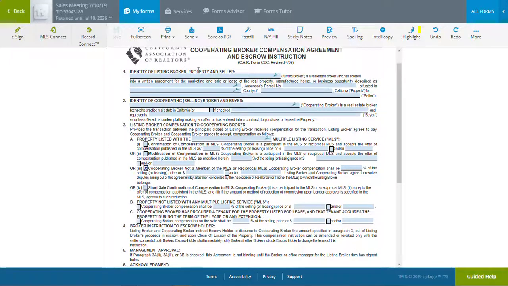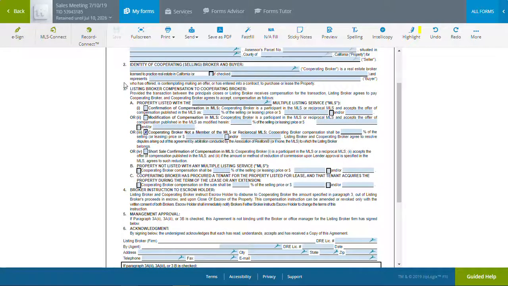So the top identifies the listing broker, the property, who the selling broker is, etc. And I want to key in, there's a few options on here, but specifically I want to talk about the third option on the contract, which is 3A3. There's a box here that you're going to check that says cooperating broker, which is the buyer's agent, is not a member of the MLS or reciprocal MLS. Cooperating broker compensation shall be, and this is where you're going to put in a percentage that you expect to be paid, of the selling or leasing price or a dollar amount.